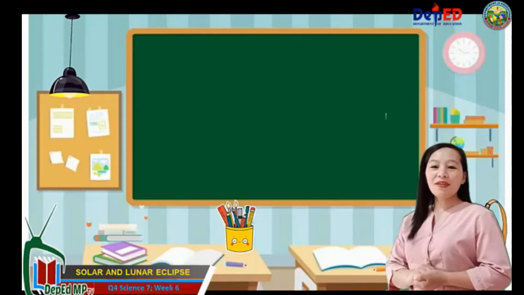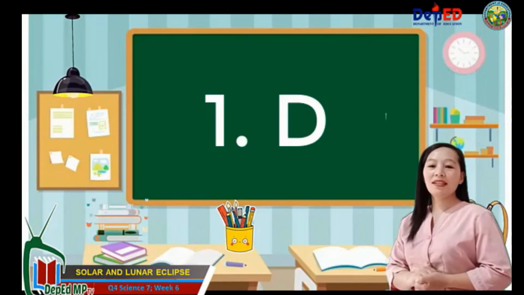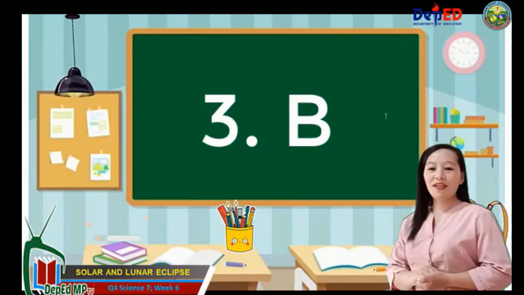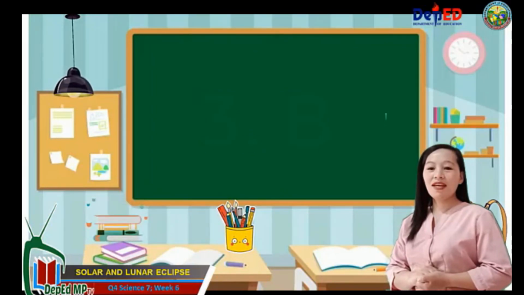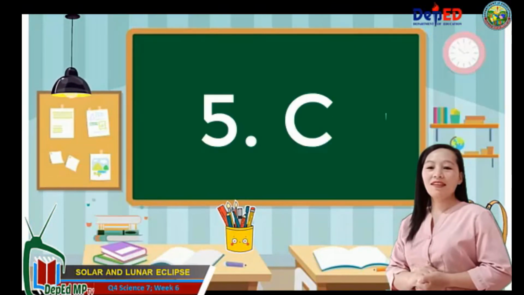Are you still with me? Let's check if your answers are correct. So number 1, letter D. Number 2, letter B. Number 3 is letter B. And number 4, letter B. And number 5, letter C.